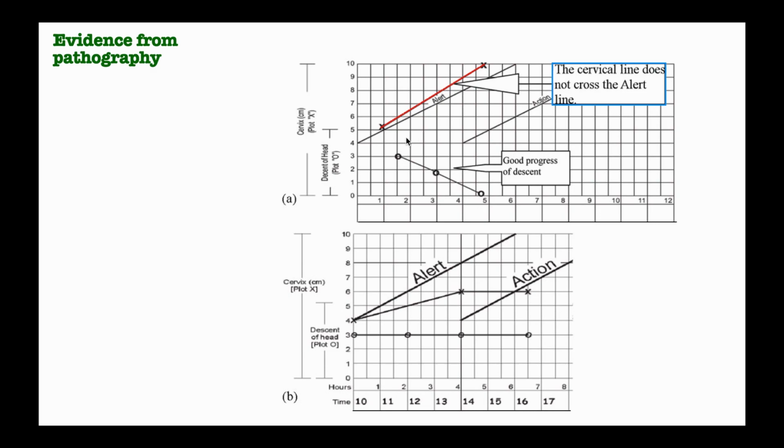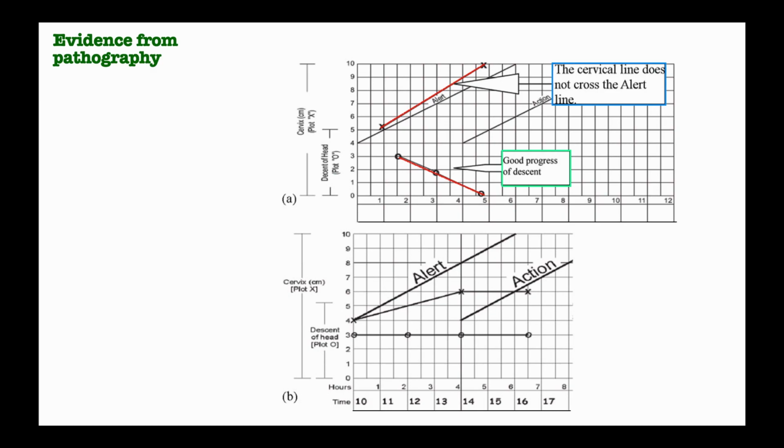Also, we find that there was descent of the fetus, and as you can see, it started from this side and it ended over here, which corresponds to the time at which the mother had 10 centimeters dilatation of the cervix. And so this indicates a good prognosis, or a good descent of the fetus.